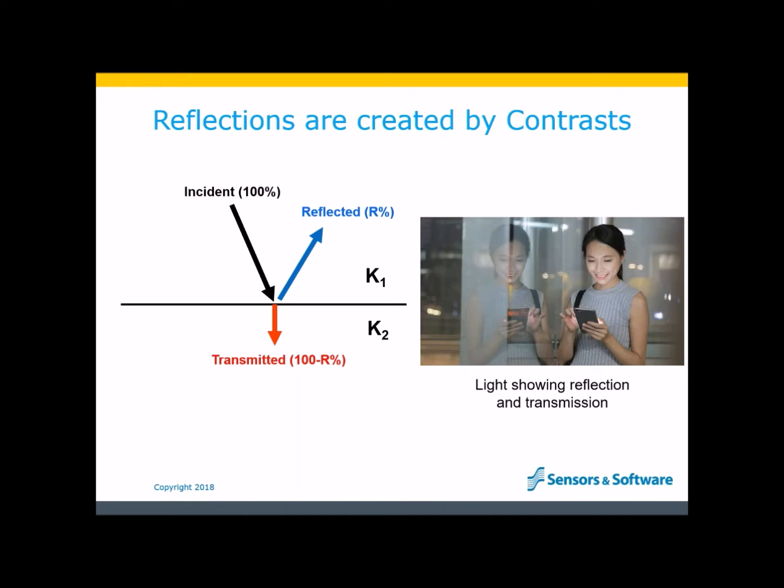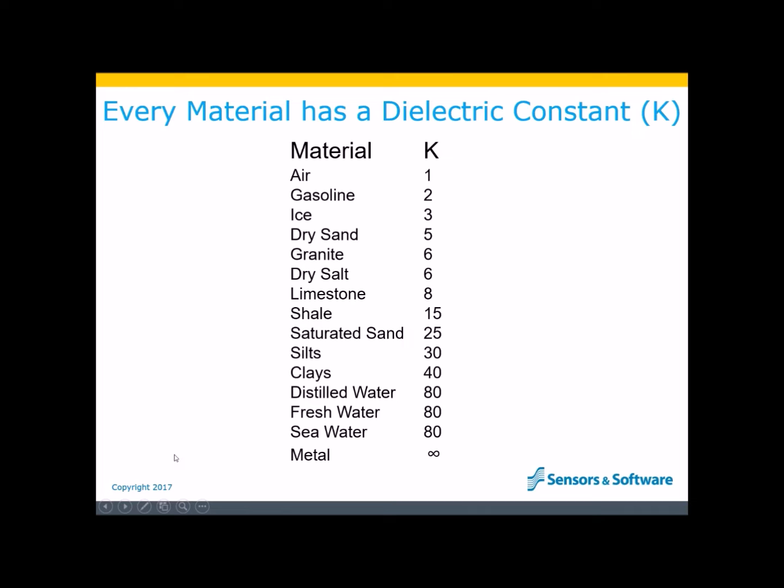Let's look at the dielectric constant values of common materials. Dielectric constant is depicted as K for short, so you will sometimes hear me call it K. You can see here that, except for the metal at the bottom of the table, most materials have a dielectric constant between 1 and 80. The two extreme materials in this range are air at 1 and water at 80. Everything else is in between. Ice is 3, dry sand is 5, granite is 6, silty soils are 30, clays are 40.